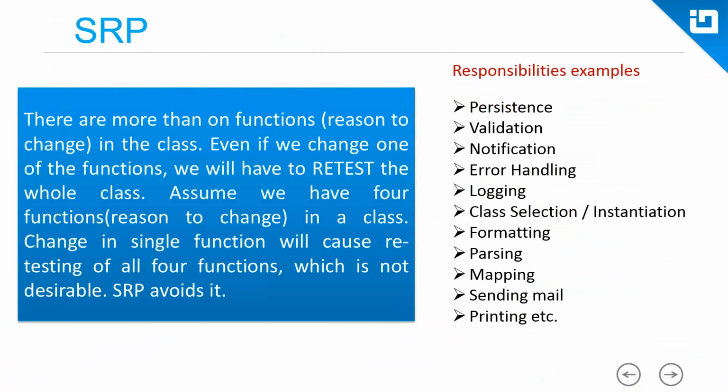So to summarize, SRP means a class should have only one responsibility and a class should have only one reason to change. So let us quickly jump to the SRP demo and see how it goes.